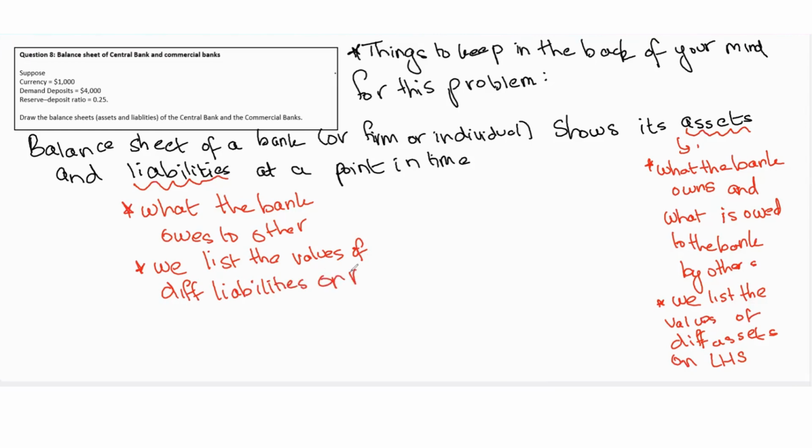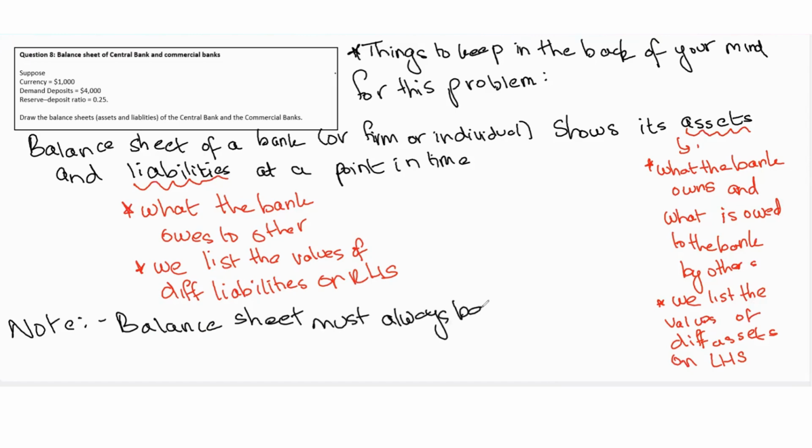Now, before we actually proceed with the question, there's something that we do need to note, which is that the balance sheet must always balance, which means the left hand side should be equal to the right hand side. Your left hand side total should be equal to your right hand side total. So let's write: left hand side total is equal to the right hand side total. Now that we have covered the basics, we can see how we go ahead with this question.